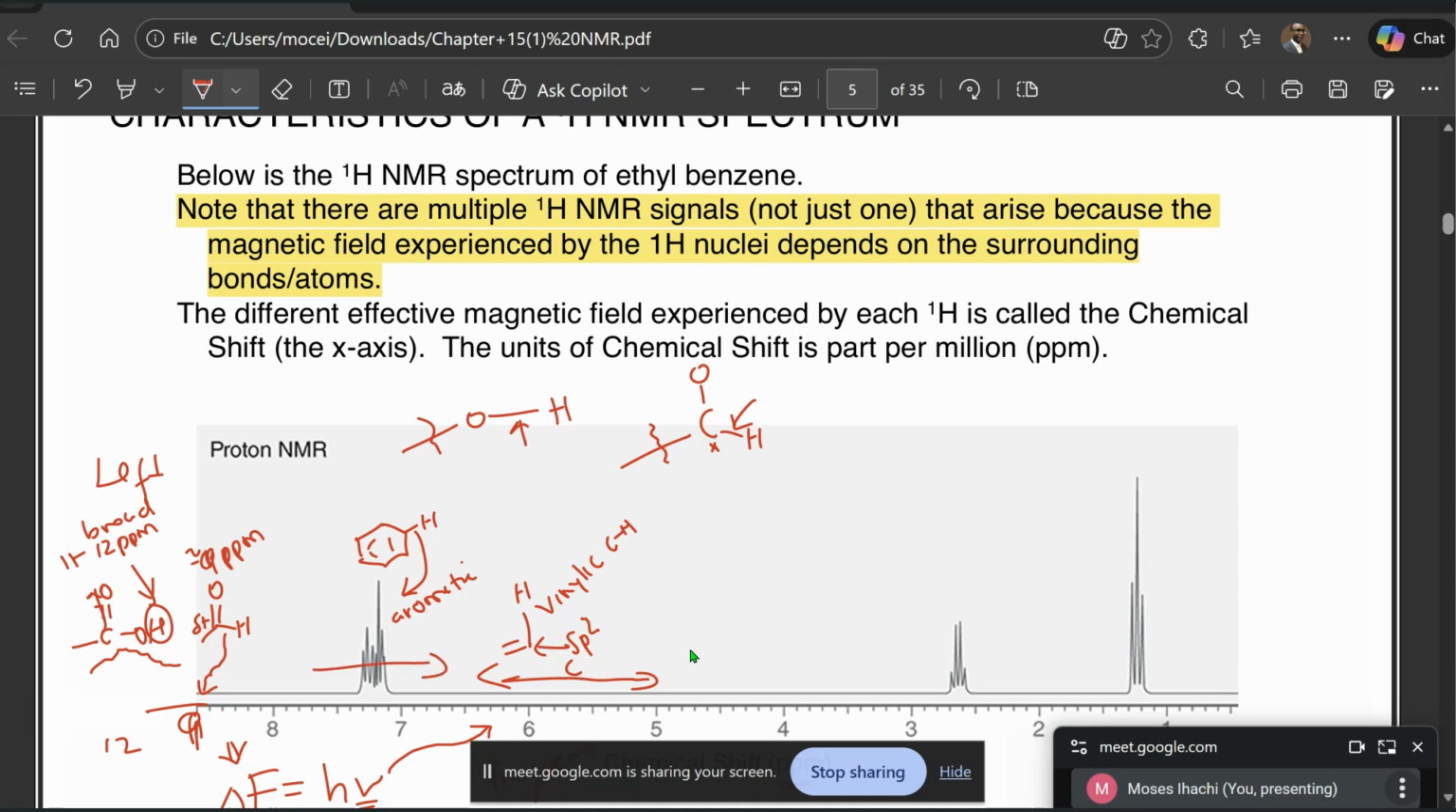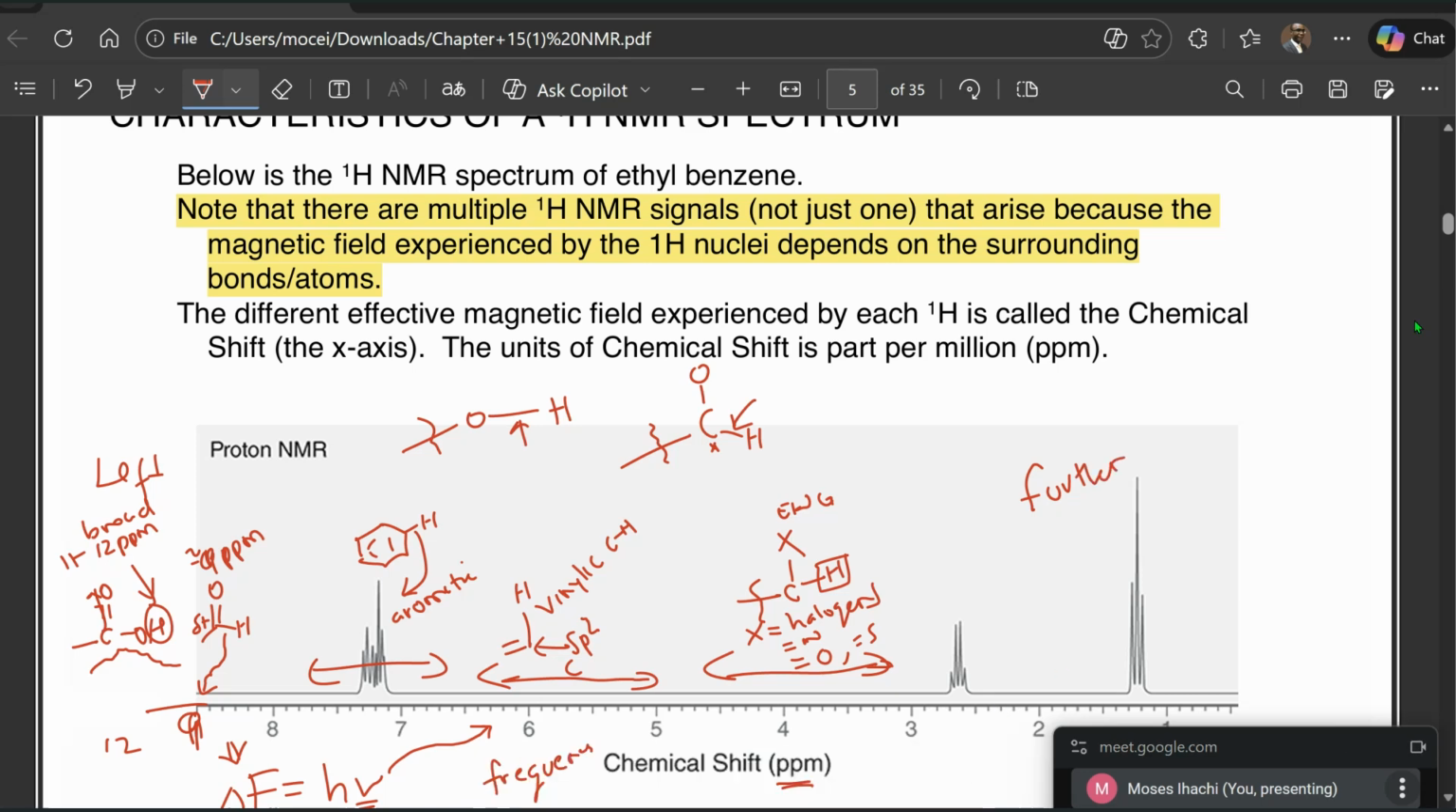We are operating with ranges here, just like IR. And then somewhere here, you probably have a carbon that has X. X here could be halogens, nitrogen, or oxygen. So for this hydrogen right here, if there's an electron withdrawing group, like halogens, nitrogen, oxygen, or even sulfur, then you expect the signal to appear somewhere here, 3 to 4.5. These ones are farther away. These are farther away from electron withdrawing groups.